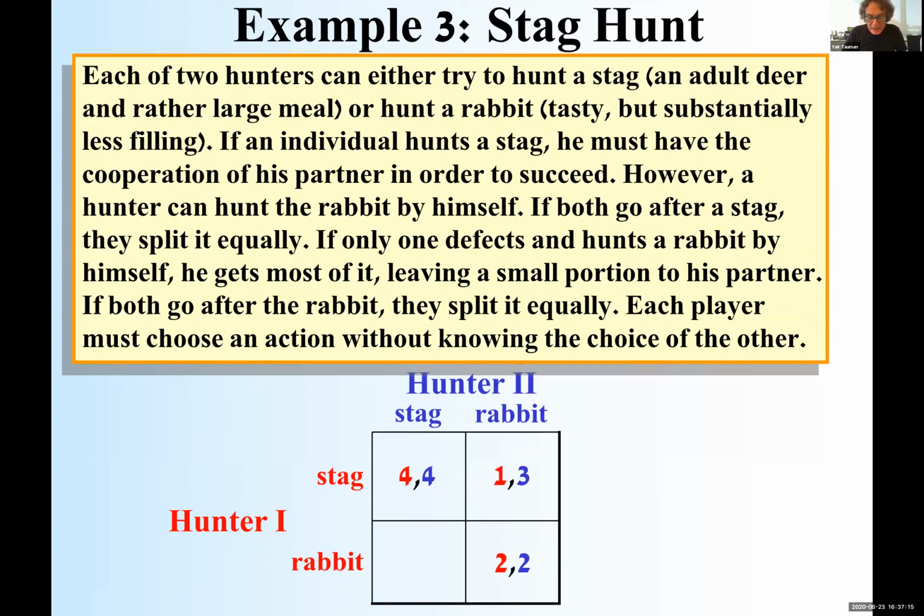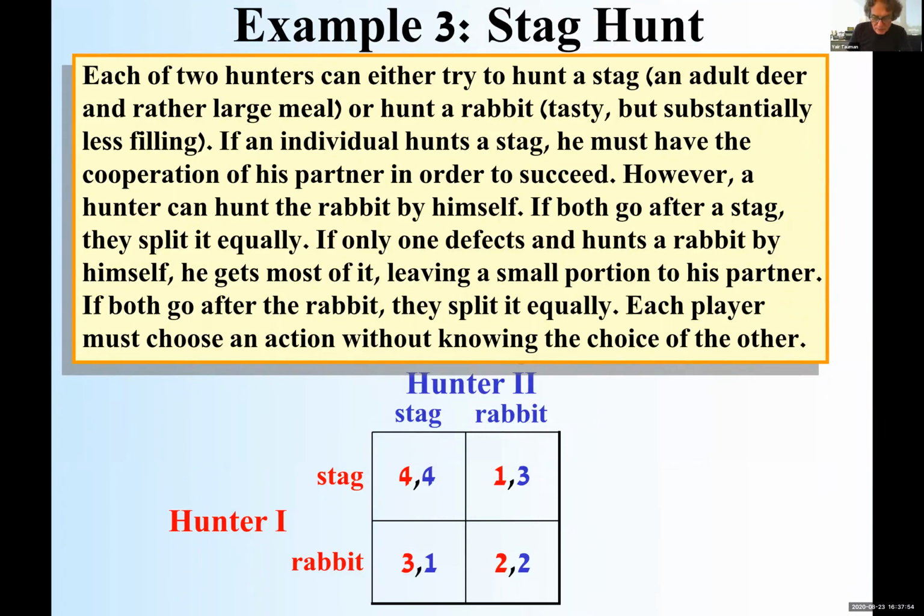If player one goes after the stag, hoping that the other one is going after the stag, but the other one defects and goes after the rabbit, he for sure will hunt the rabbit. He will have the entire 4, but will leave 1 for his partner not to starve, and he will get 3. And opposite, if hunter 1 goes after the rabbit and hunter 2 goes after the stag, hunter 1 gets 3 and hunter 2 gets only 1. So this is the game. And you can easily check that there are 2 Nash equilibria here.